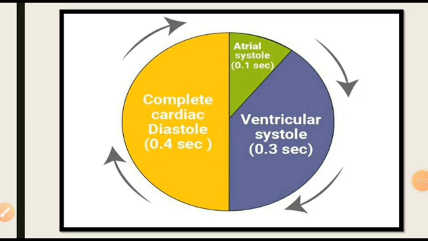Atrial systole is about 0.1 second long, ventricular systole is about 0.3 seconds, and complete cardiac diastole, that is the joint diastole, is 0.4 seconds. This makes the cardiac cycle 0.8 seconds long.